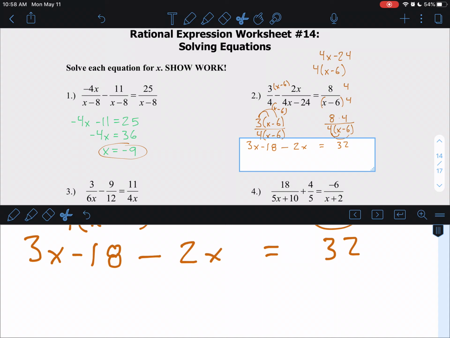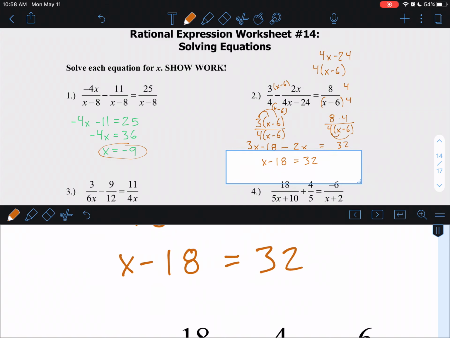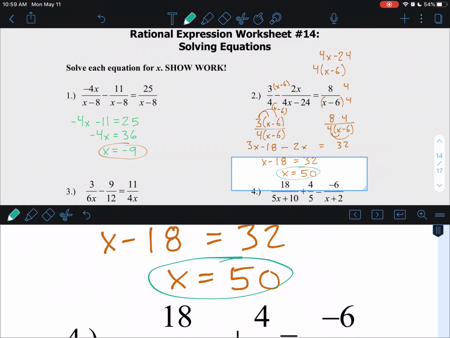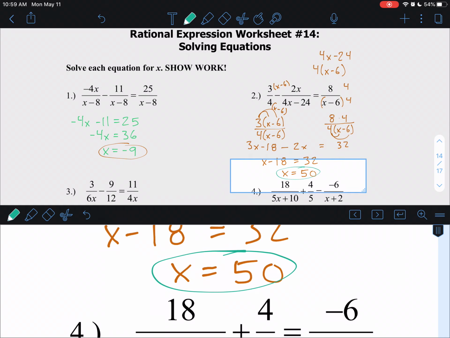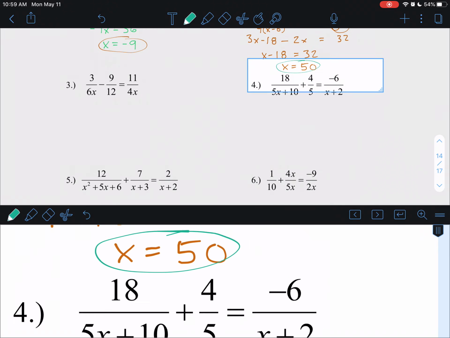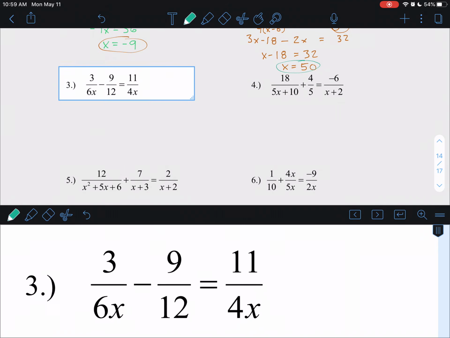So 3x minus 2x, I can combine my like terms on that left-hand side of the equation. 3x minus 2x is just going to be x. So I've got x minus 18 equals 32, and then add 18 to both sides. X equals 50. That's my solution. So for this problem, x equals 50. That's all we got to do, and we'll keep going on.